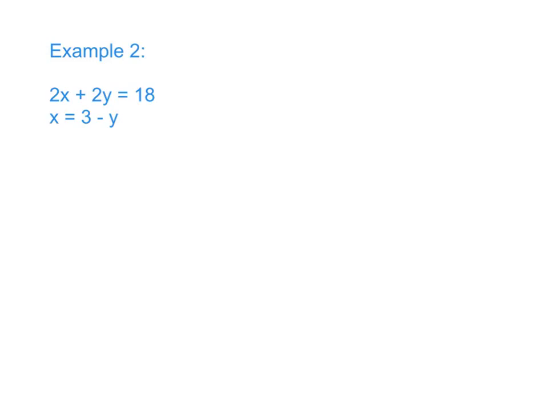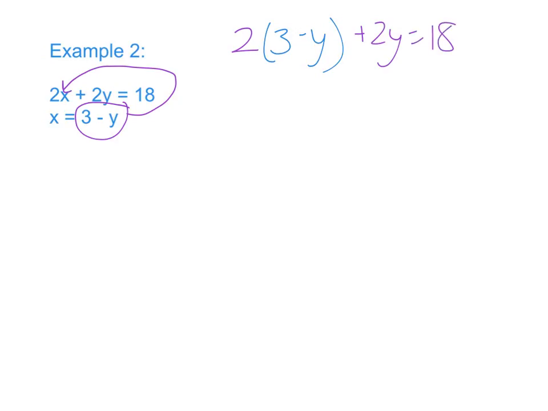For example 2, we have 2x plus 2y equals 18, and x equals 3 minus y. So we want to look to see what variable is set by itself. So in this second equation, we have that x is equal to 3 minus y. So we're going to plug that 3 minus y in for x in the first equation. So we will have 2, and then in parentheses, 3 minus y, plus 2y equals 18. We will distribute the 2 inside the parentheses to get 6 minus 2y plus 2y equals 18.